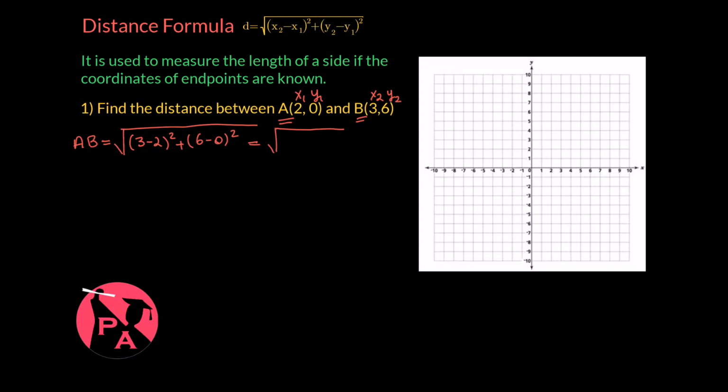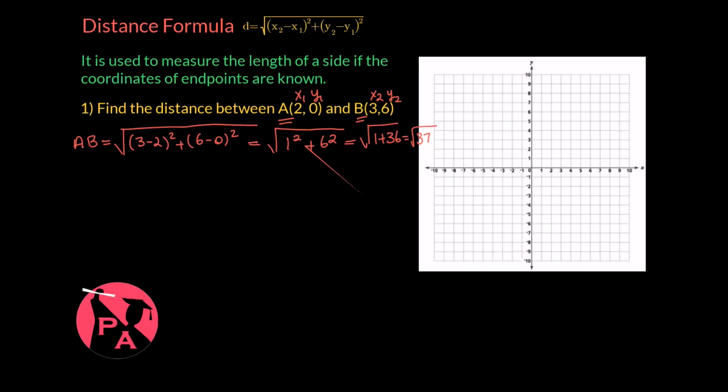So let's continue. Here, what we have is 3 minus 2, which is equal to positive 1. And then we are going to square that number. In the second part of it, we have 6 minus 0, which is equal to 6 squared. So, if we simplify it, we have 1 plus 6 squared is 36. We add these two numbers, we have square root of 37, radical 37.